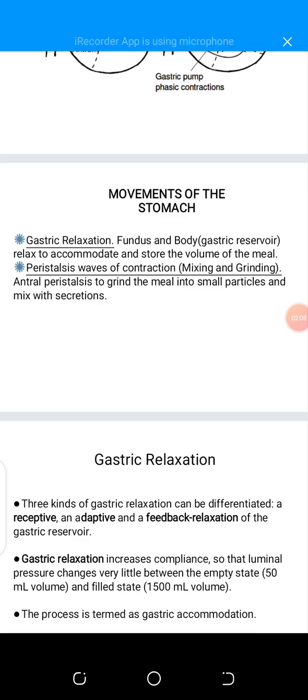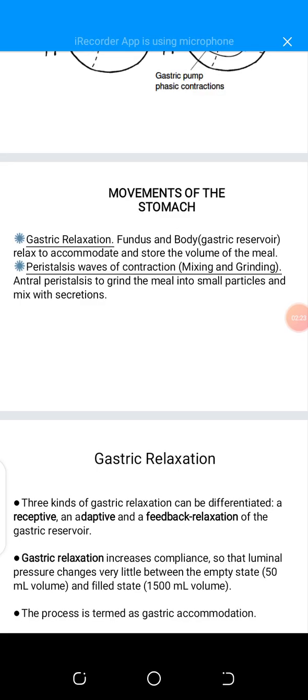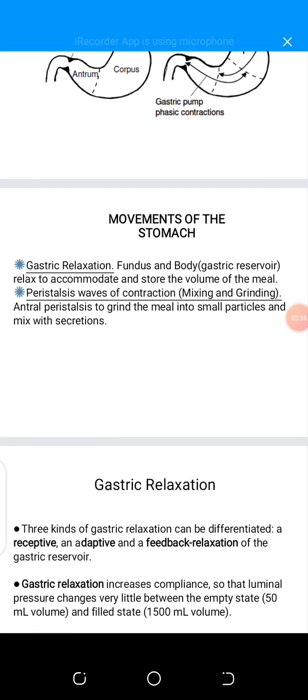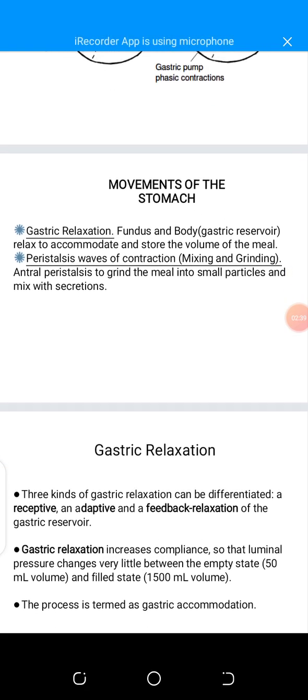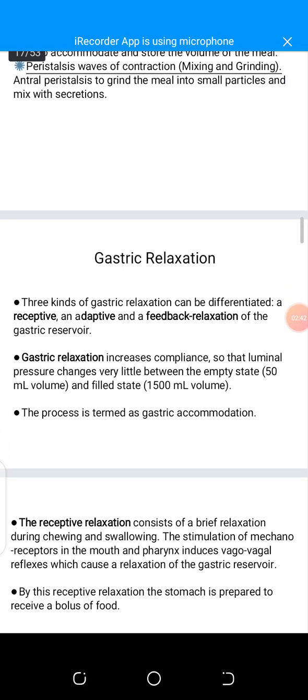The peristaltic waves of contraction, on the other hand, ensure that the meal is adequately mixed with digestive enzymes and properly ground. The peristaltic waves of contraction are found within the region of the gastric pump, that's from the antrum to the pylorus. Let's look at the gastric relaxation in detail.